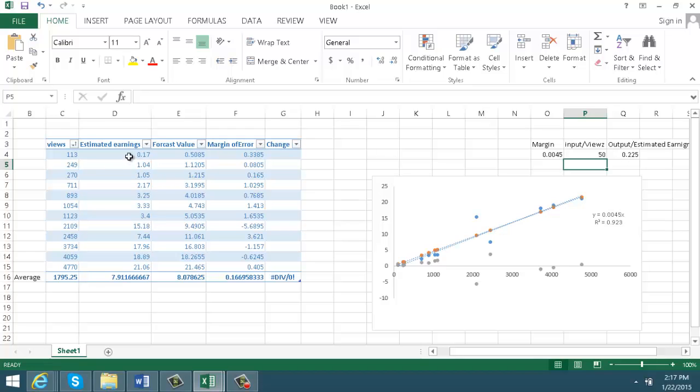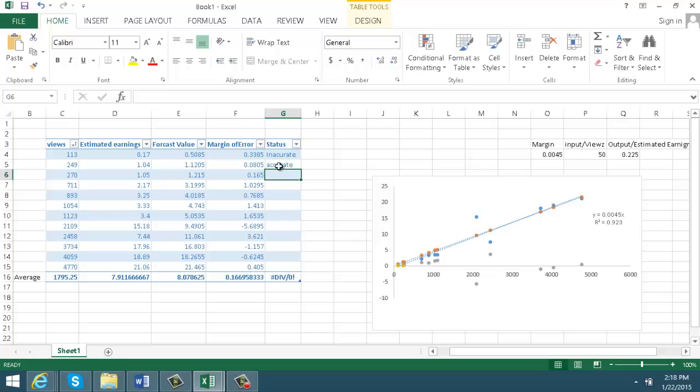As you can see below this number, which is 113, the margin of error is like 33%. Okay, which is not really accurate to predict. I'll use here as a status: inaccurate. I can make a margin of error of 33%. So this is not accurate.